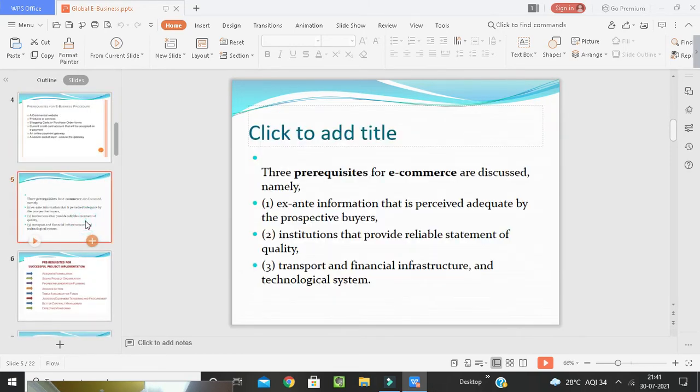Now, there are three prerequisites for e-commerce that are discussed, namely ex-ante information that is received adequately by the prospective buyer, and an institution that provides reliable statements of quality. That means first the information is provided, then there is the institution where the reliable statement of quality takes place, and then the transportation, financial infrastructure and technological system are formatted. So this is a process and format.